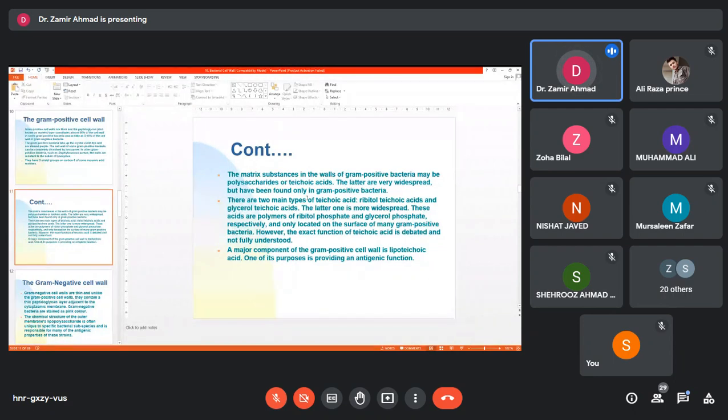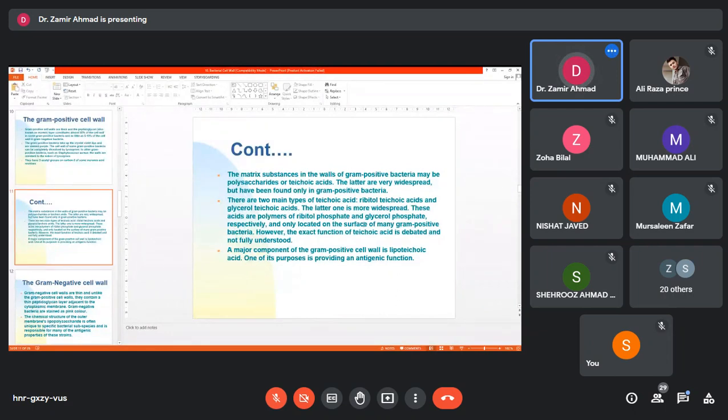Two main types of this teichoic acid have been recognized. One is called the ribitol teichoic acid and the other is glycerol teichoic acid. So these teichoic acids are actually the polymers of ribitol phosphate. Ribitol is an alcohol of ribose, and glycerol phosphate, glycerol being the simplest of the carbohydrates.